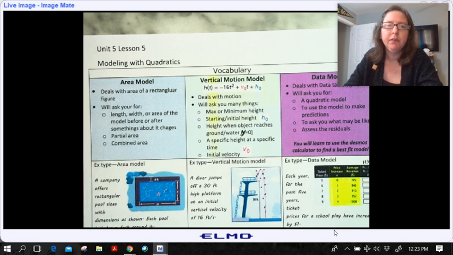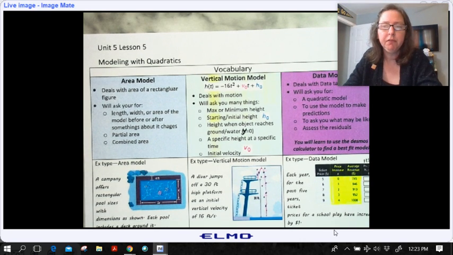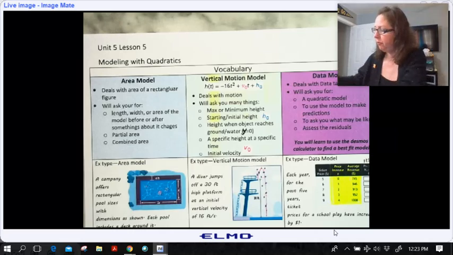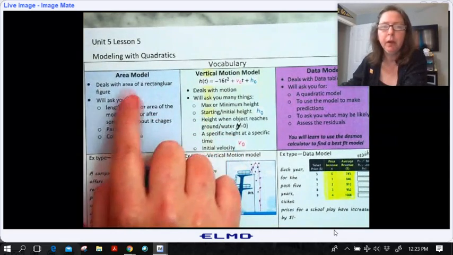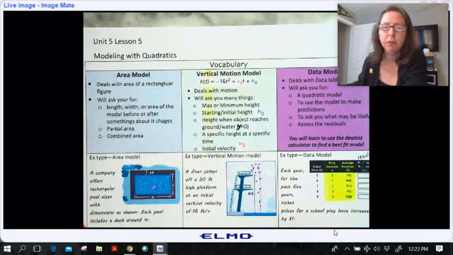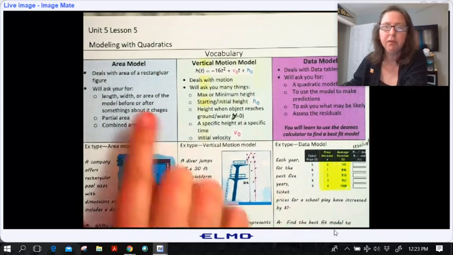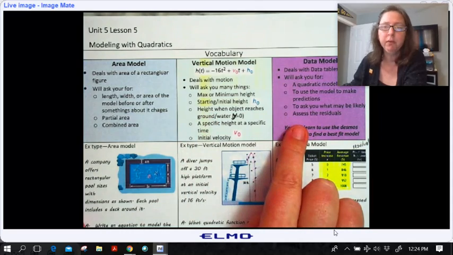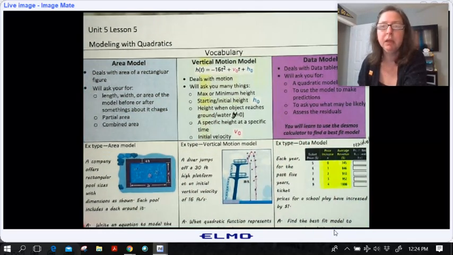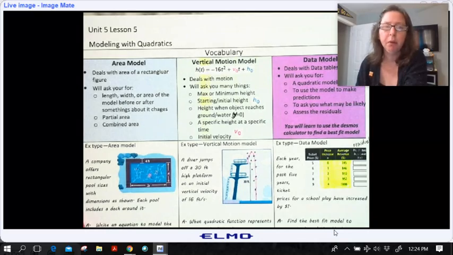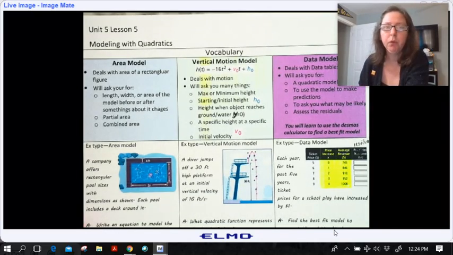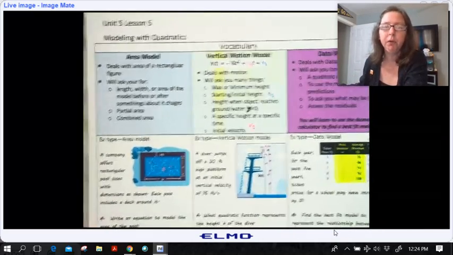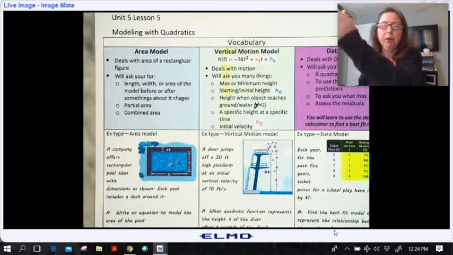Hey guys, today we're going to do Unit 5, Lesson 5, and I'm going to break this lesson up into 3 different videos. The first video is going to focus only on the area model. This way, if you're struggling with any of these 3 different models of quadratic applications, you can refer specifically to the video of the types of problems that you're struggling with. Okay, so let's begin to focus first on the area model.